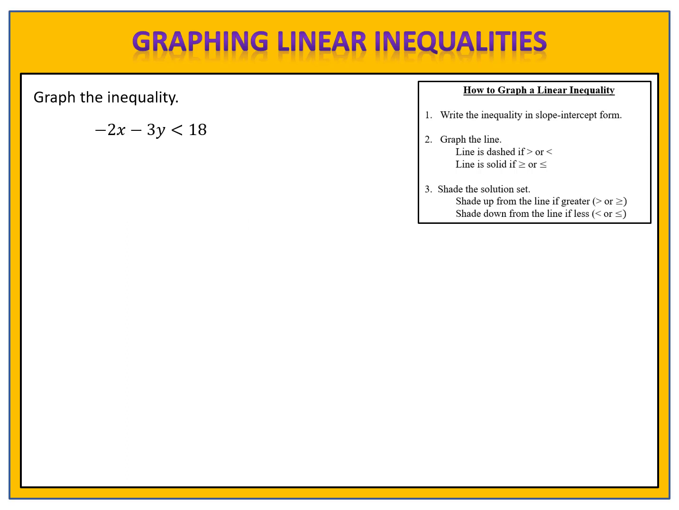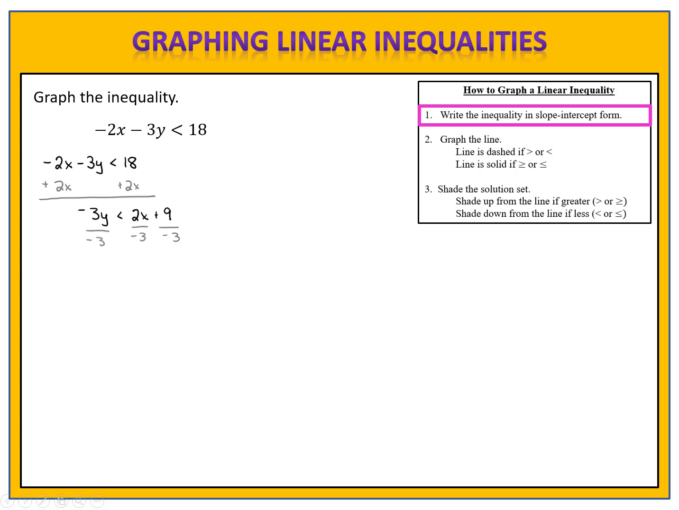Let's take a look at a second example. Here we have an inequality, negative 2x minus 3y is less than 18. We want to graph the inequality. The first step is to write the inequality in slope-intercept form. In other words, we get y alone on the left-hand side. We begin by writing down the inequality, and then we will follow the process for solving for y. Remember, when we divide by negative 3, we have to be careful. When we divide by a negative number, we have to change the direction of the inequality symbol. Written in slope-intercept form, y is greater than negative 2/3 x minus 3.